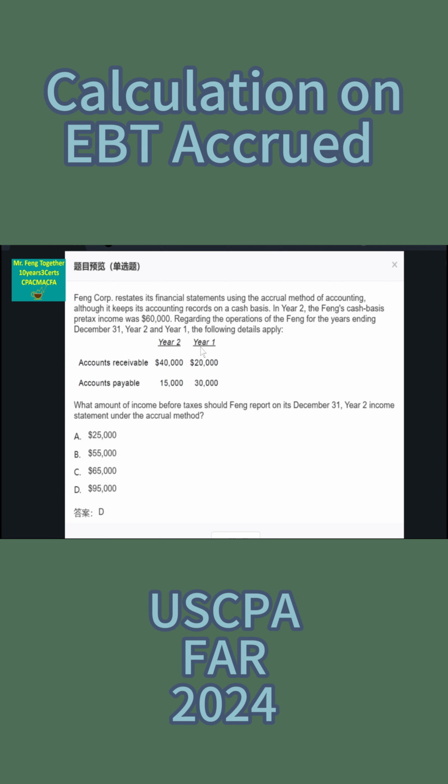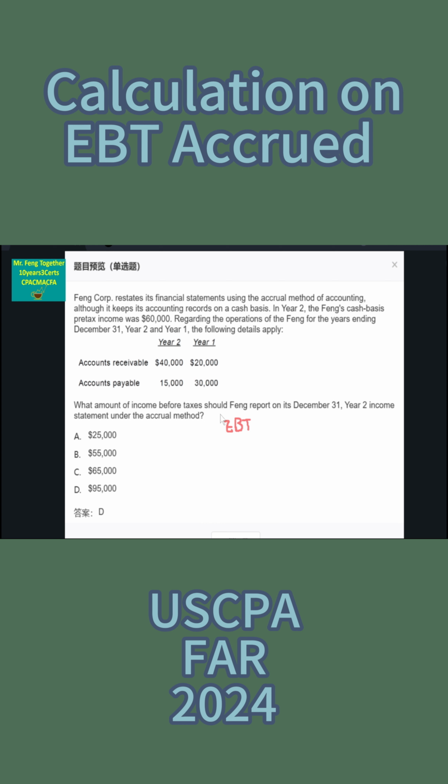apply. Year 2 and year 1, account receivable is 40 in year 2 and 20 in year 1. Account payable is 15 in year 2 and 30 in year 1. What amount of income before taxes should the firm report on its December 31, year 2 income statement under the accrual method? So in this calculation, as we mentioned, it's calculated earning before tax.